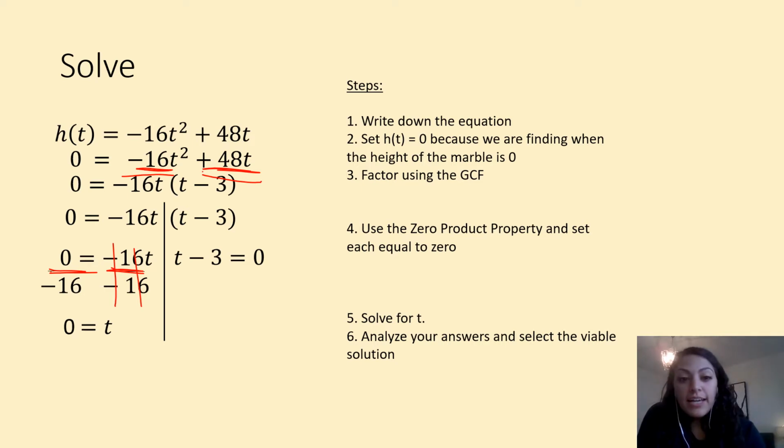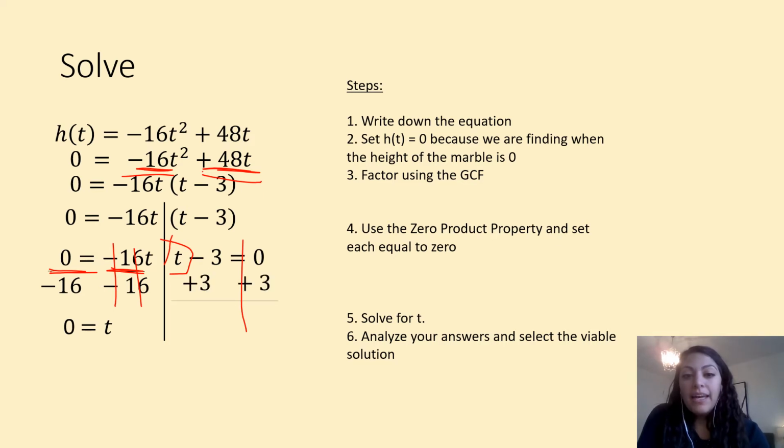On the other side, we have t minus 3 equals 0. So I'm going to solve for t. I want to isolate the variable, the t, and move the negative 3 to the other side. How do I do that? By adding 3 on both sides. That causes the negative 3 and the positive 3 to cancel and leaves us with t equals 3.